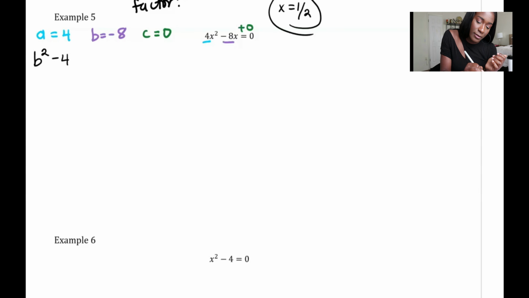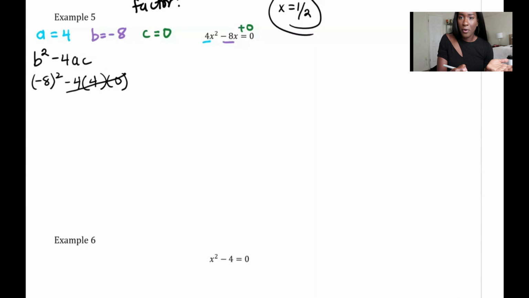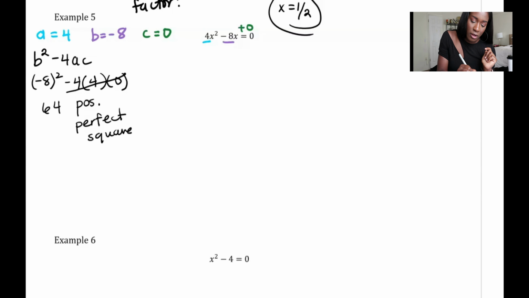Okay, so now that I have A, B, and C, let us calculate B squared minus 4AC. I'm going to plug in B, which is negative 8, square it. Remember my thing about parentheses, especially with negative numbers. 4 times C, which is 0. All that part just goes away because it's being multiplied by 0, and negative 8 squared is 64. That is positive, and that is a perfect square. So that means that we can factor.